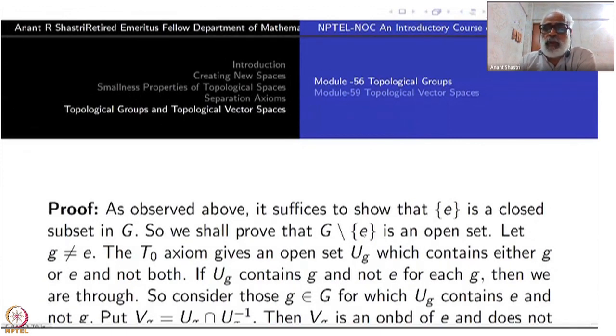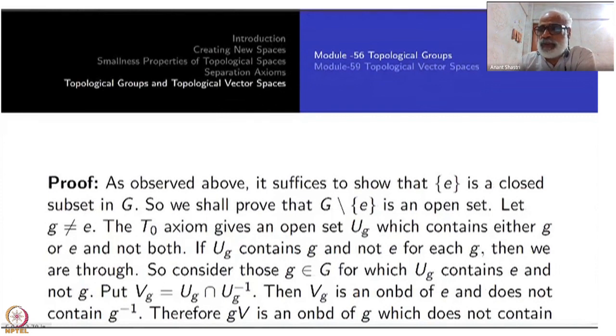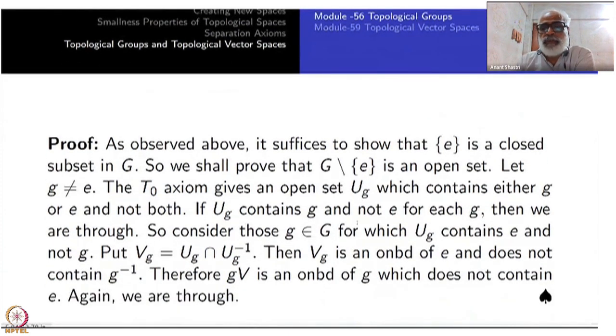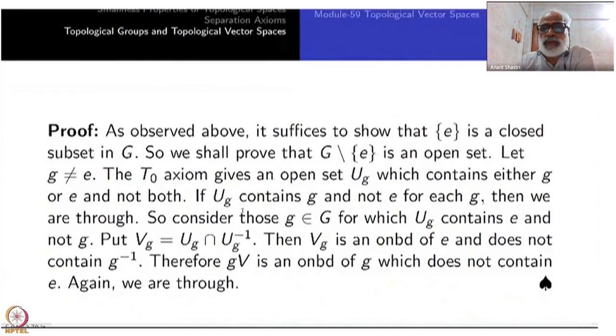What does that mean? For each point g not equal to E, we must find a neighborhood Ug which does not contain E. So that is all we have to do. The only problem is that for some g, we may find Ug which contains g but not E, but for some others, it may contain E but not g. If for all g in G minus E we can find an open set Ug which does not contain E, then we are done.